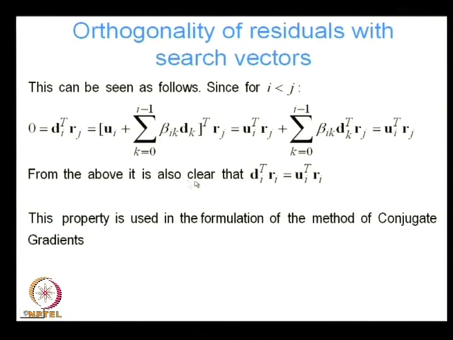So from this I get d_i transpose r_j is equal to u_i transpose r_j. So it also means that d_i transpose r_i is equal to u_i transpose r_i, right. And this property is used in the formulation of the method of conjugate gradients.